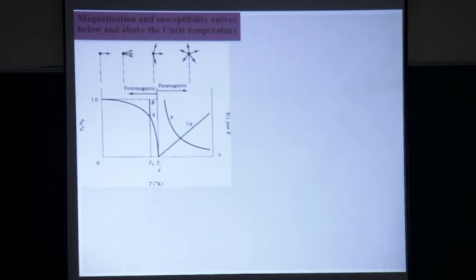Now, if you plot the susceptibility, as you know, the 1 by susceptibility will increase in a straight line because susceptibility is equal to C by T. So if you plot 1 by susceptibility, it will be linearly proportional to temperature, correct? So this is the behavior you will see, and you can identify where is the Curie temperature.